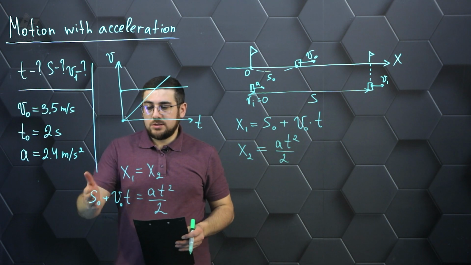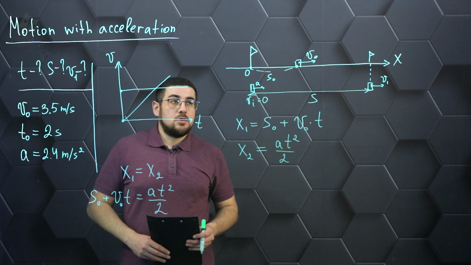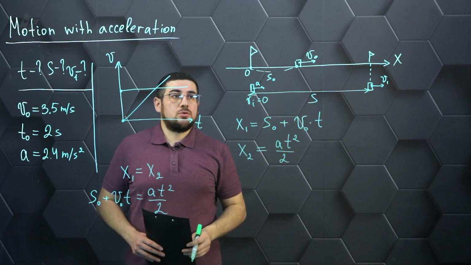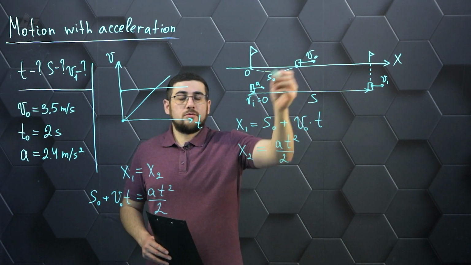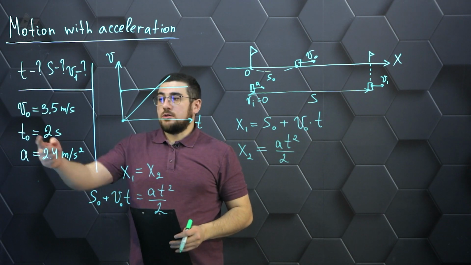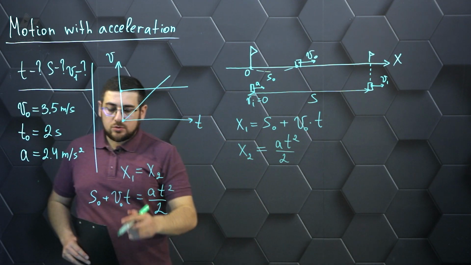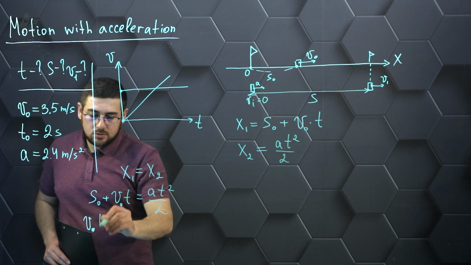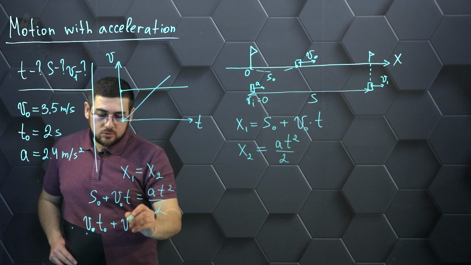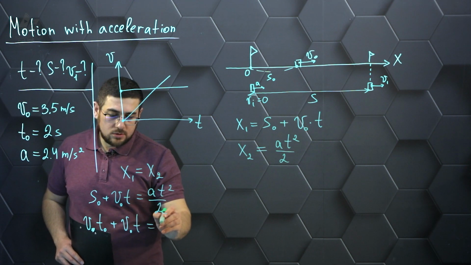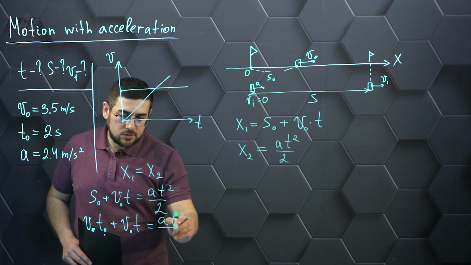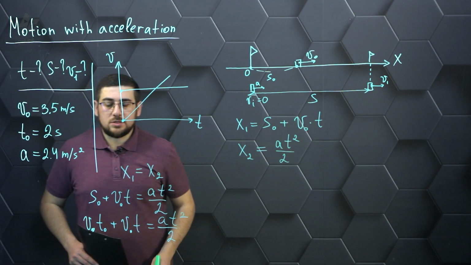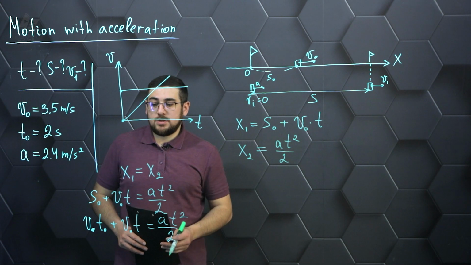as S0. By looking at the diagram, we note that S0 represents the distance traveled by the first cyclist, who moved at a constant velocity over a period of 2 seconds. Hence, we can substitute this into our equation. That is, S0 equals the initial velocity v0 multiplied by t0, plus the initial velocity v0 multiplied by t, equals a multiplied by t squared divided by 2. So we can make this substitution assuming that the motion of the first cyclist was uniform.